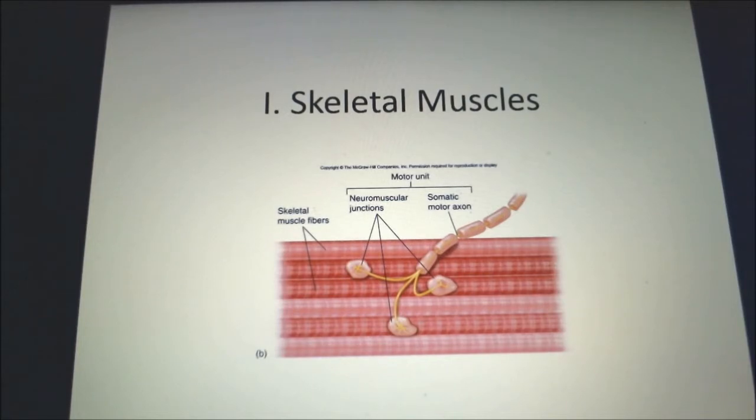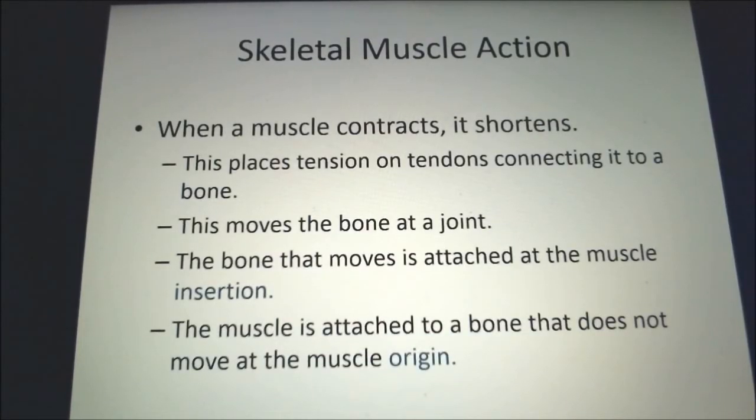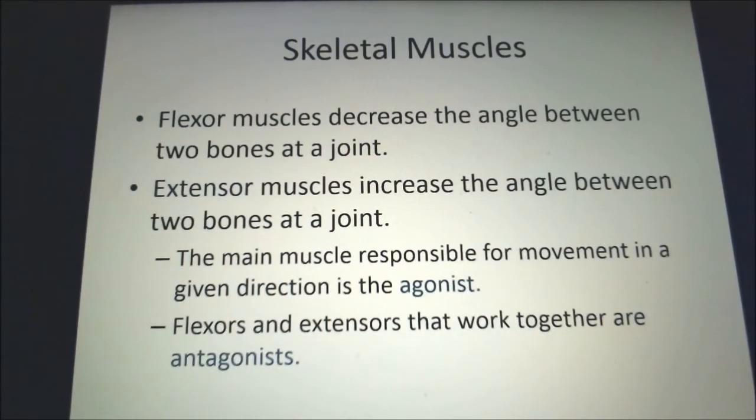For skeletal muscles, have just an idea of the sliding filament theory and how muscles contract. We're not going to go into the anatomy of the muscle. You have flexors and extensors, agonists and antagonists. Biceps and triceps would be a classic example of that.